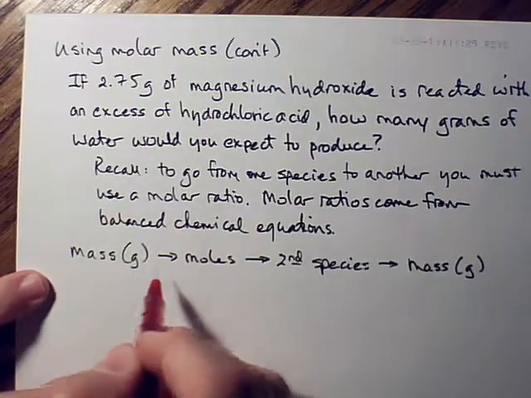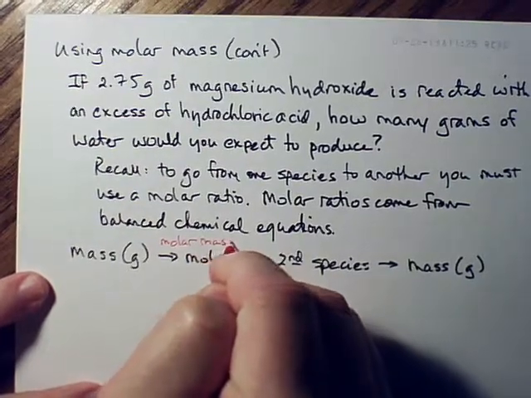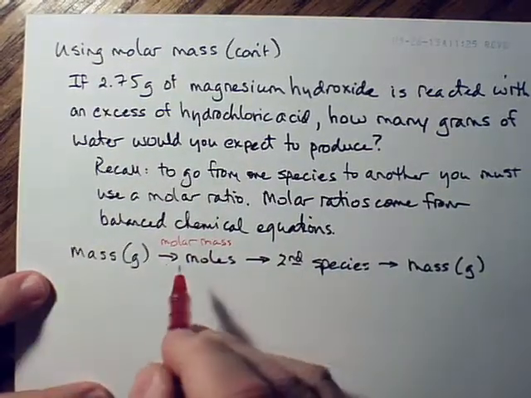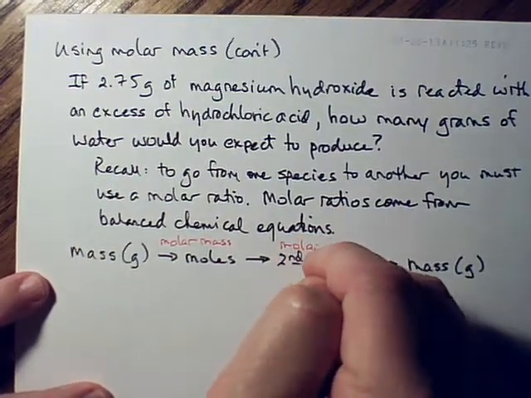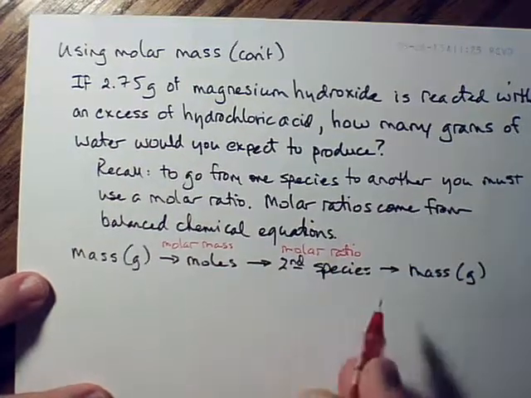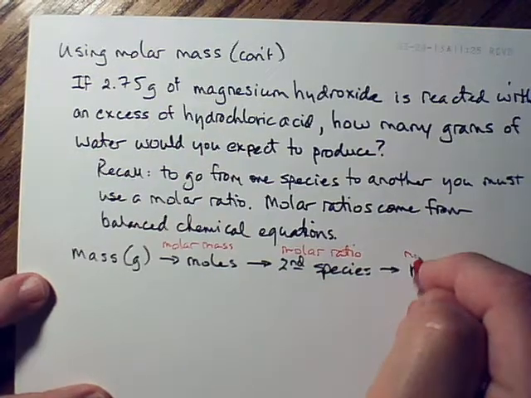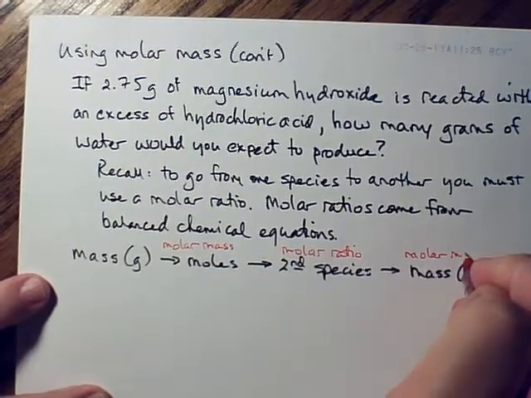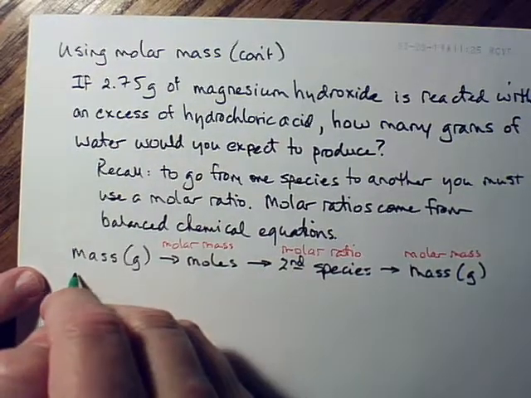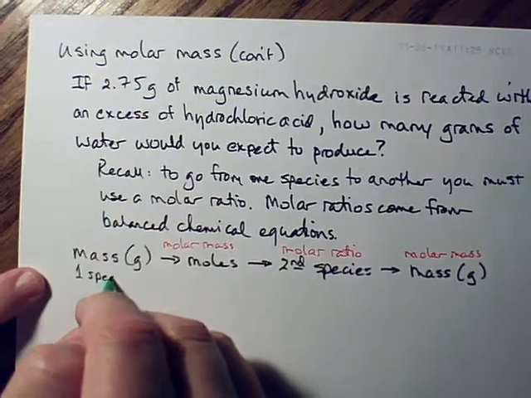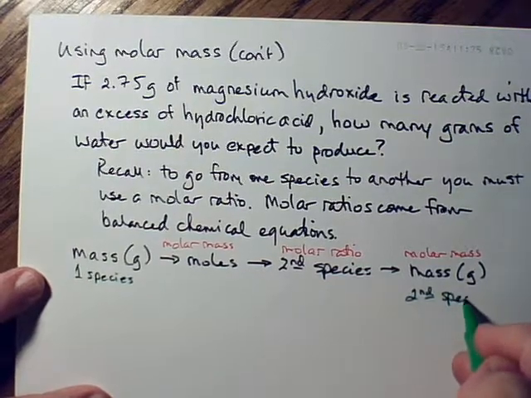Okay? To go from mass to moles, we need a molar mass. To go from moles to the second species, we need a molar ratio. And to go from that second species, which will be at that time in moles, we're going to have molar mass for the second species. So this is our first species here. And this over here is going to be our second species.